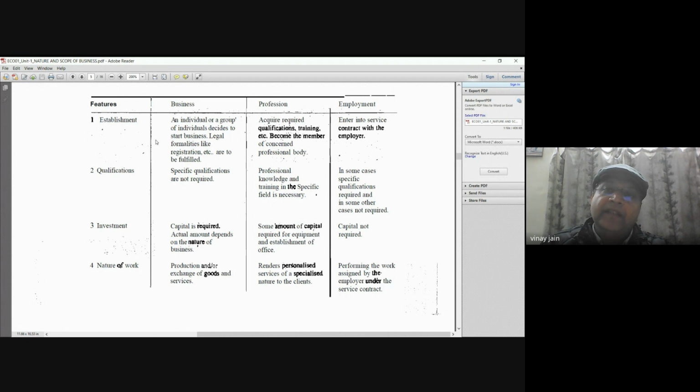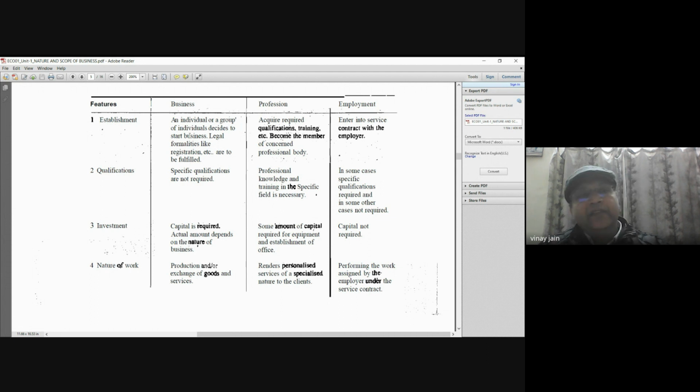Then we have employment. Guys, you enter into a service contract with the employer. So this is the distinction about the establishment. If you are becoming an employee, you'll get the appointment letter. And for profession, you need to acquire knowledge, a professional degree you need to have. And for business, you need to fulfill the regulations and the registration process.